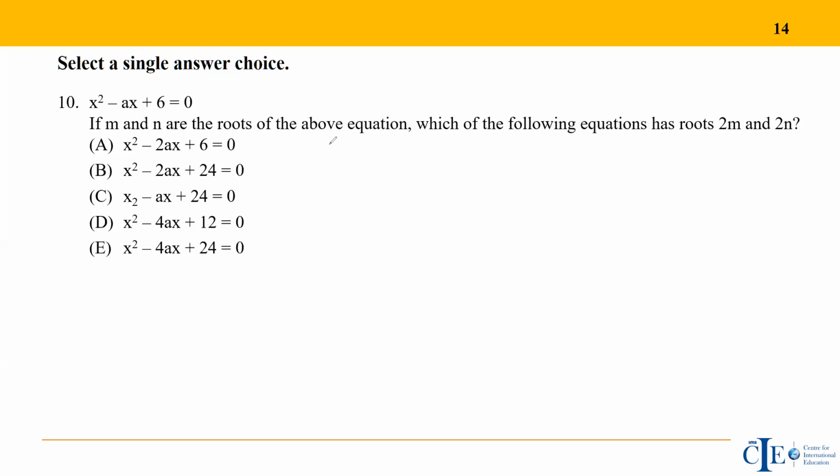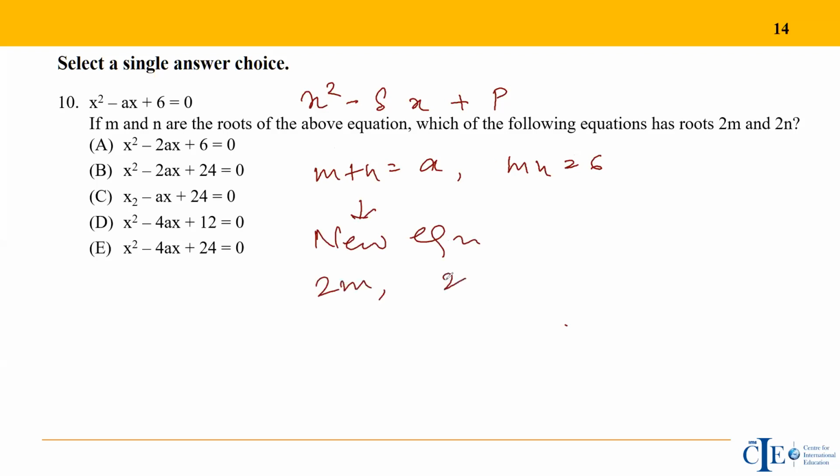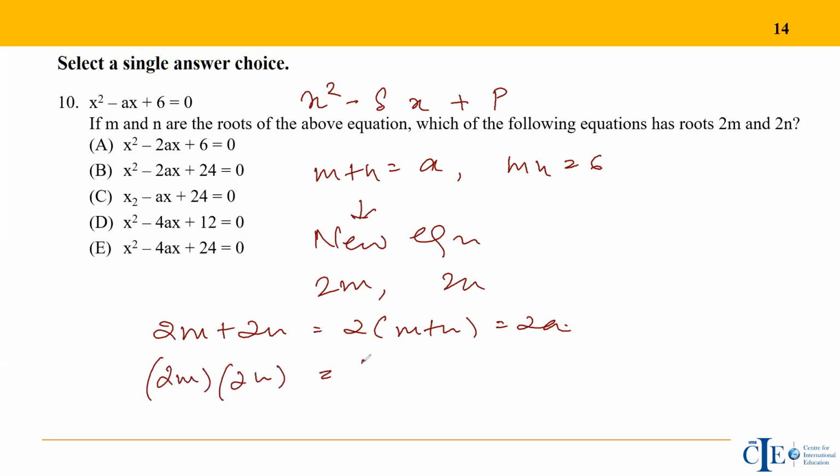Now you can see it in two different ways. You can say that alpha plus beta, comparing with x square minus sum plus product, alpha plus beta is a, and the product alpha beta is 6. Sorry, in this case m and n is given, so I'll use m and n instead. So this is m plus n, the sum, and this is mn. Now for the new equation, the roots are 2m and 2n. So their sum 2m plus 2n will be 2 times m plus n, which is 2a, and the product 2m into 2n would be 4mn, which is 24. So therefore the equation would be x squared minus 2a x plus 24 equals to 0, which is option A.